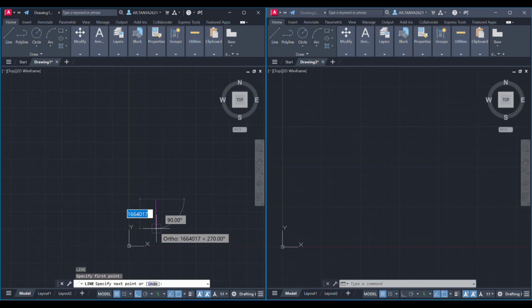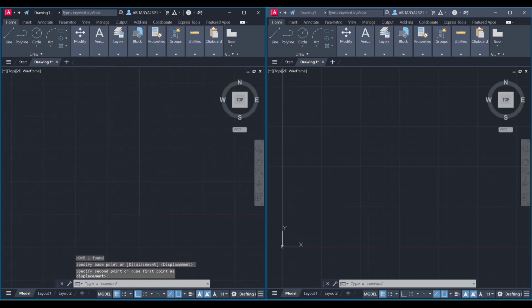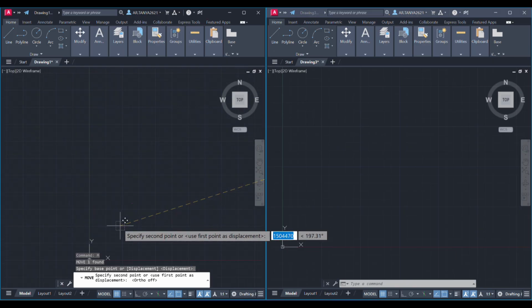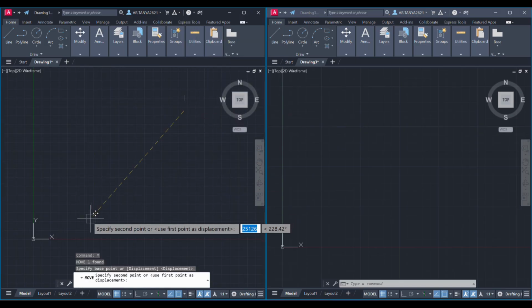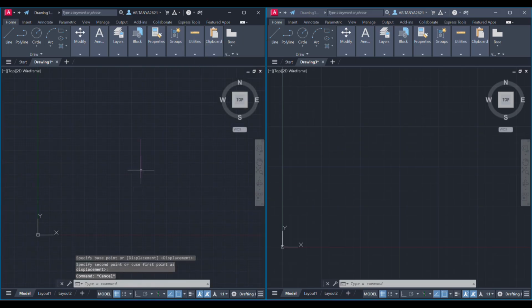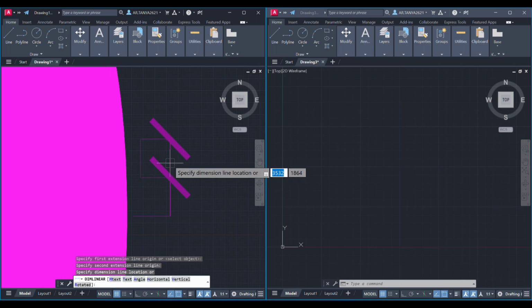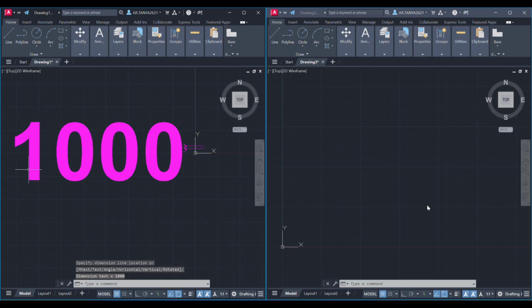L, enter, line. I will specify the length as 1000. Enter. You can see there is a line here, a small dot. If I zoom this line, let me zoom. This is my 1000 mm. Let me give the dimension to it. 1000 mm. Okay, 1000 mm.